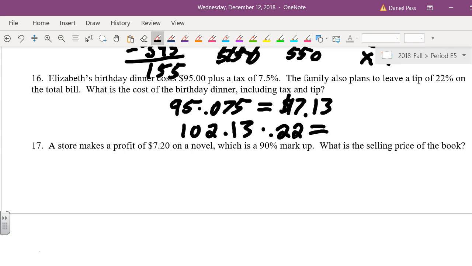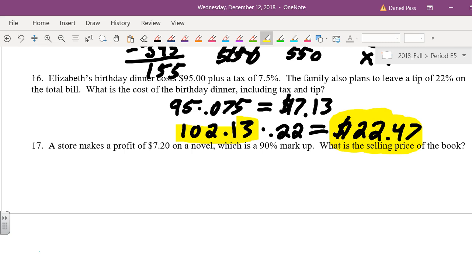Okay. So 102.13 times 0.22 equals $22.468. So we're going to round up to 22.47. Are we done? We are not done because we have to add that. I heard two people say it. We have to add this to the amount we already had, and then we'll be done.